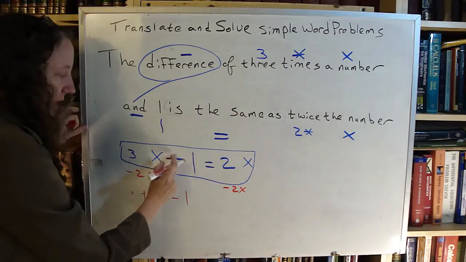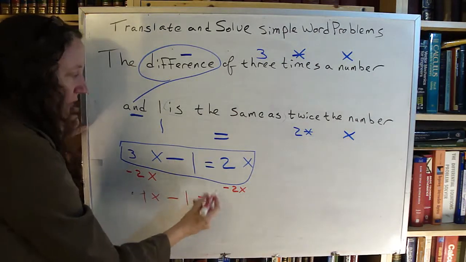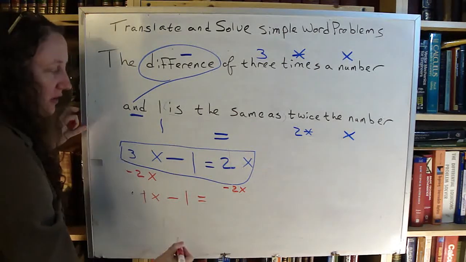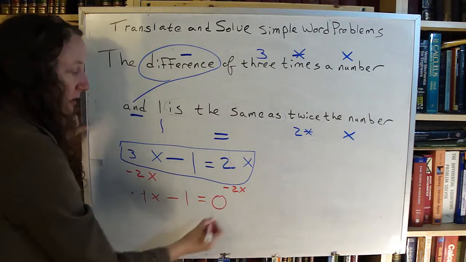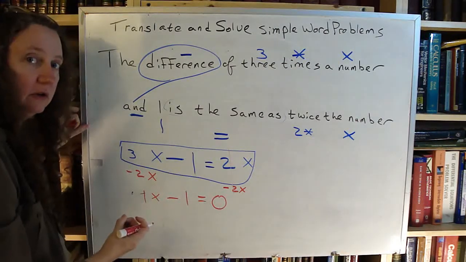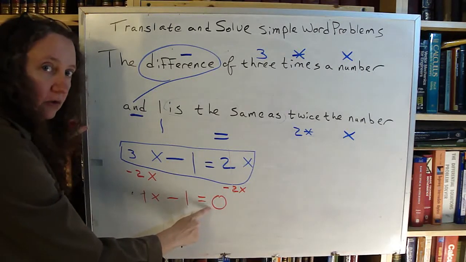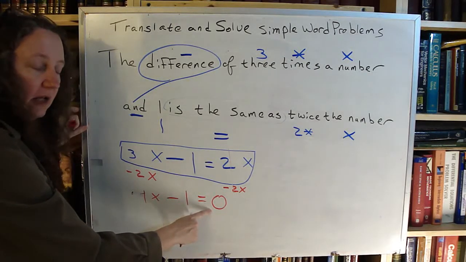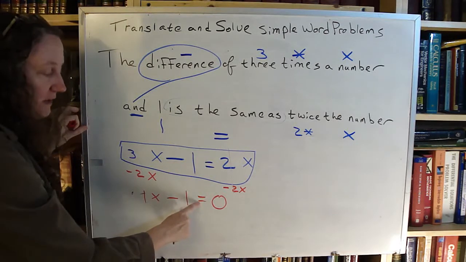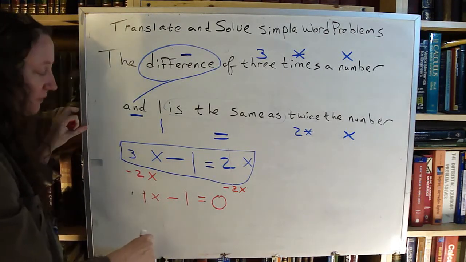Minus 1, carry that down. Equals 2x minus 2x cancels out. I have 0 left. You need to write that 0 there. You can't let that slip away from you. You need to have the equals, you need to have the 0.